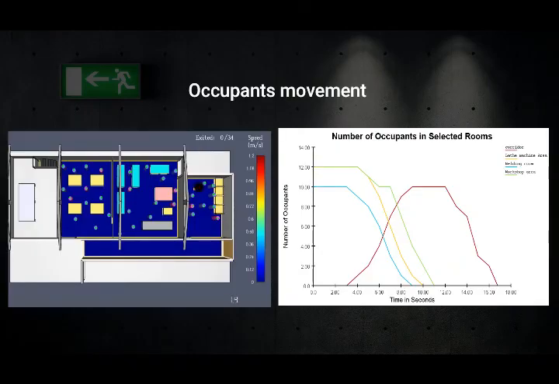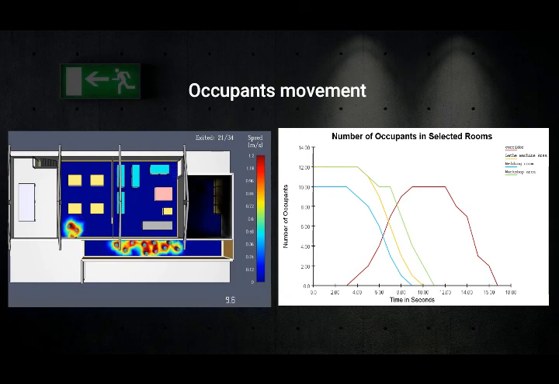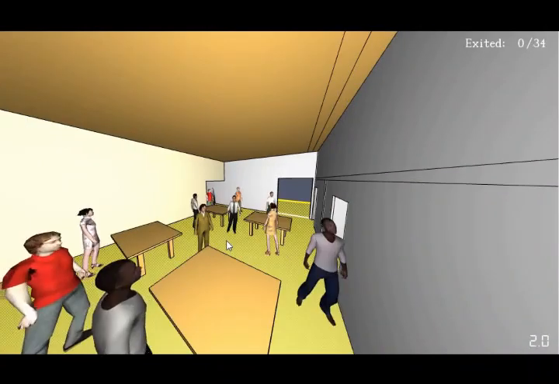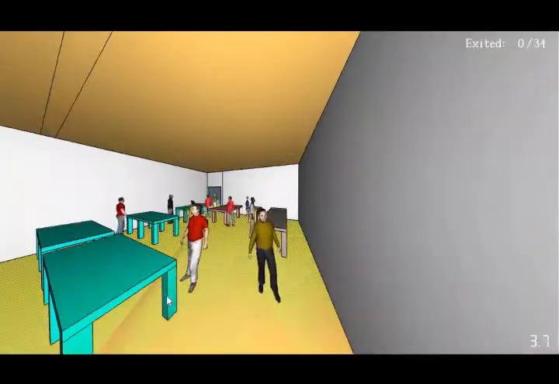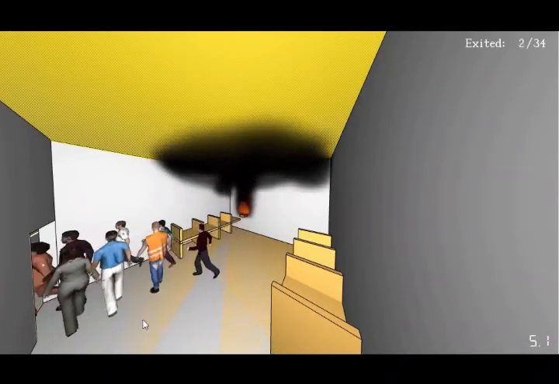These are the results of the Pathfinder simulation. Occupants' movement at different times shows that the occupants in the welding room will evacuate within 10 seconds. Then the evacuation process is safe. This is the 3D visualization of the evacuation, and occupants evacuate from different rooms at different times.